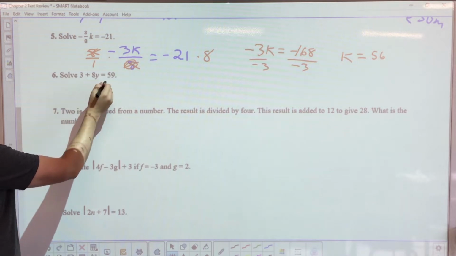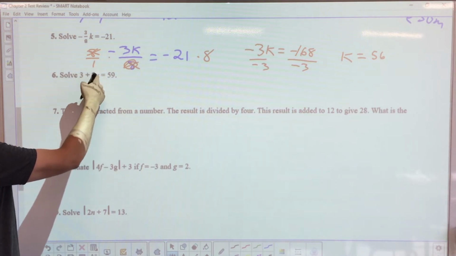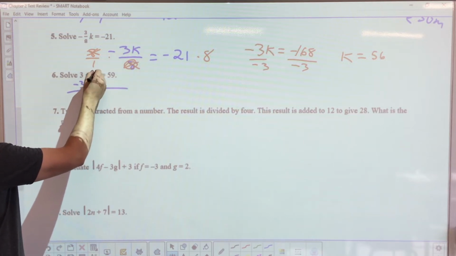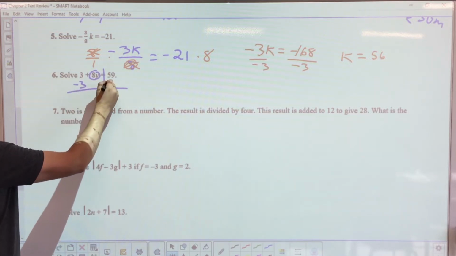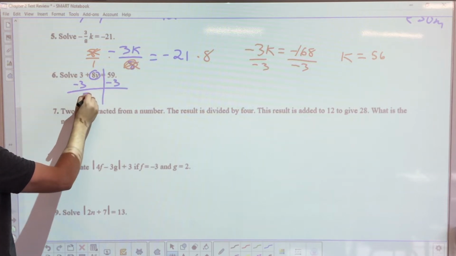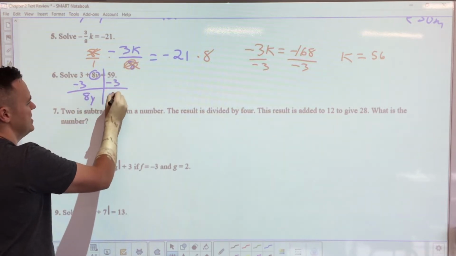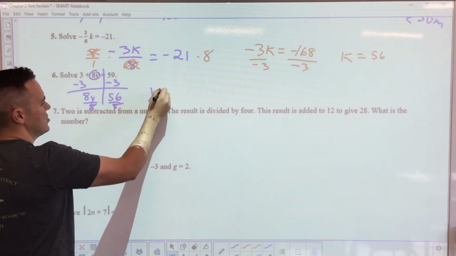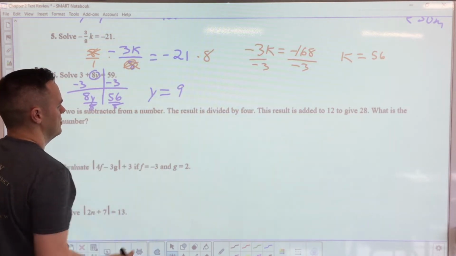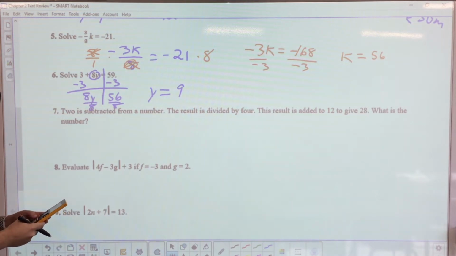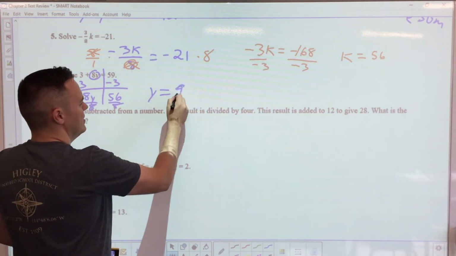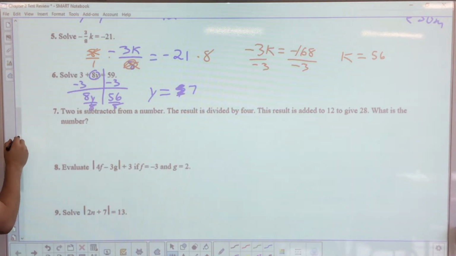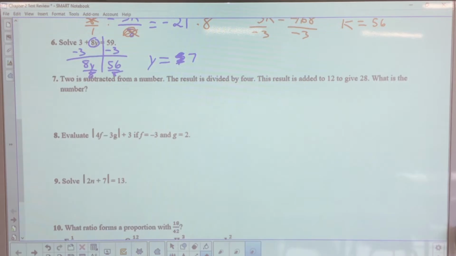Number 6, first step is to isolate this, get everything away from the y. So we have to do addition, subtraction until this is by itself, right? So subtract 3 from both sides, you have 8y, and then that is 56. And then if you divide by 8, y is going to equal 9. Okay, is that right? 56 divided by 8? Oh no, it's 7. 7, okay? 56 divided by 8 is 7. That's why it's helpful to use calculators sometimes.